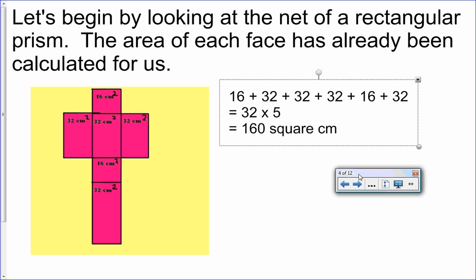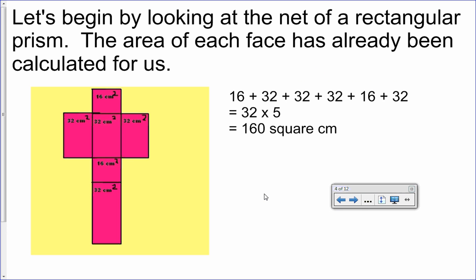Let's begin by looking at the net of a rectangular prism. The area of each face has already been calculated for us. So I've gone ahead and done the work. I've just written down the area of each face.